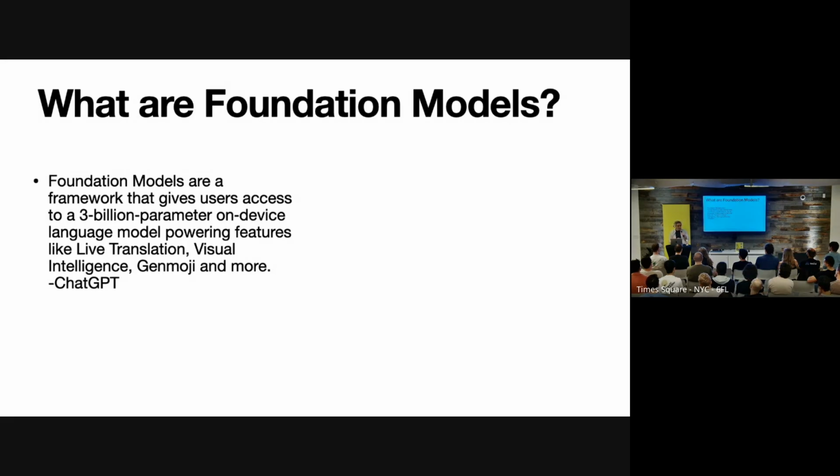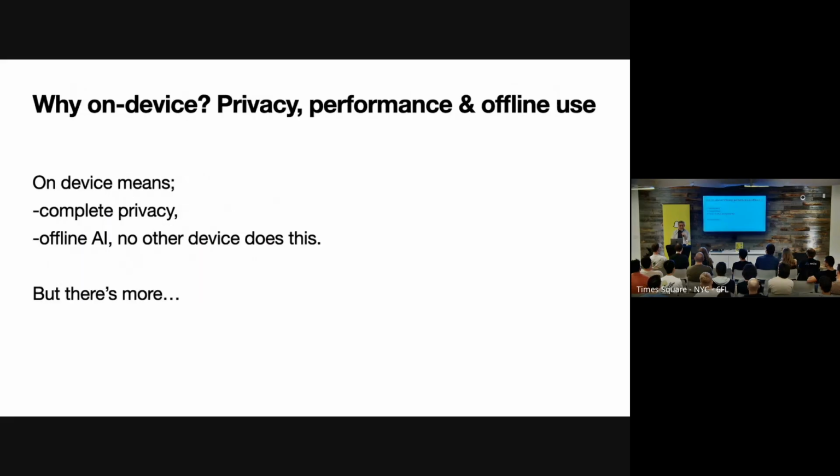As far as I know, it's the only device that does this. It actually has on device your own LLM. And ChatGPT tells me that you can do live translation, visual intelligence, and Genmoji, there it is, and more. That's what ChatGPT tells me. For me, that's not all that exciting, but we'll get to what is exciting. I think on device is cool because it's completely private, which is usually an issue.